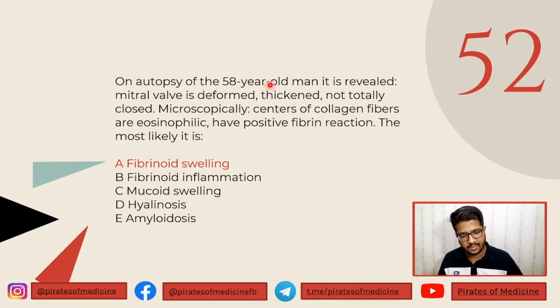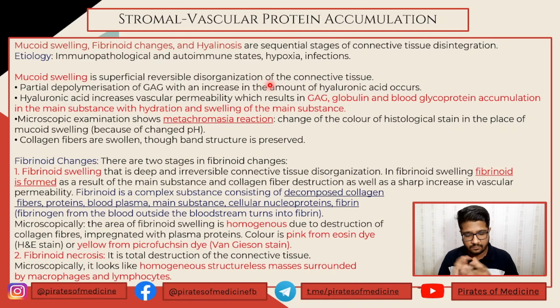This is most likely. Now, before we go to the question, we need to understand the stromal vascular protein accumulation dystrophies. Stromal vascular protein accumulation dystrophies are simply dystrophies of a tissue due to accumulation of certain proteins inside the stroma and the vascular part of the tissue.